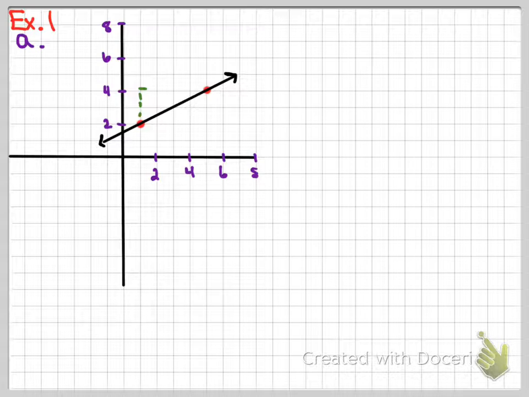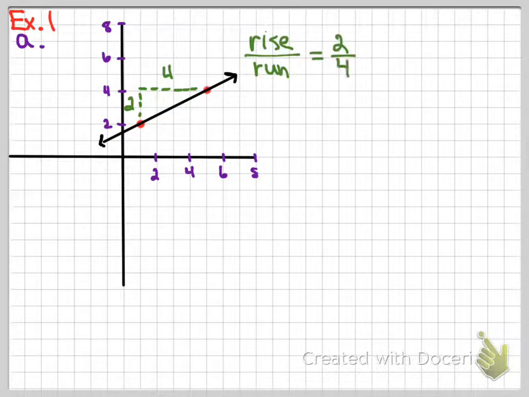What about the change in the run? I went from an x value of 1 to an x value of 5. So what's the run? The rise is 2 and the run is 4. From 1 to 5, that would be 4 units. So rise over run would be 2 over 4.